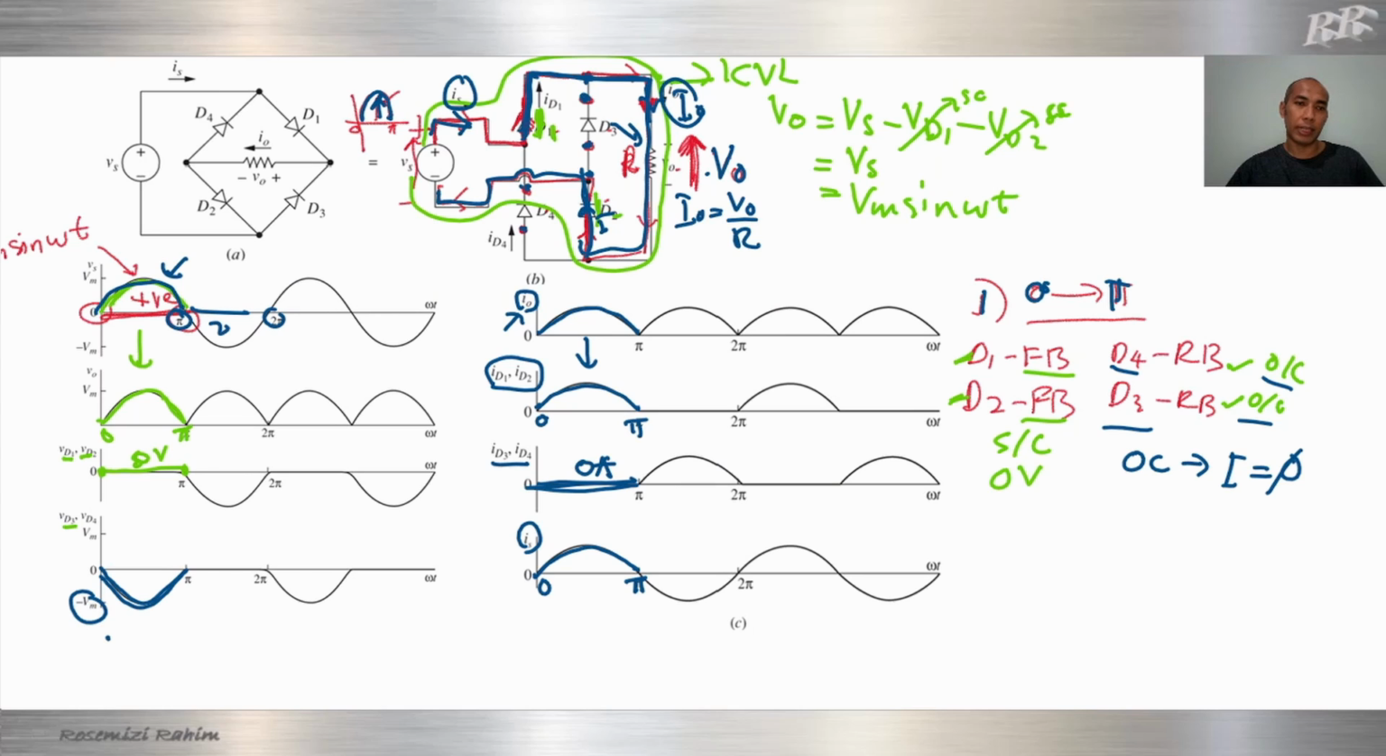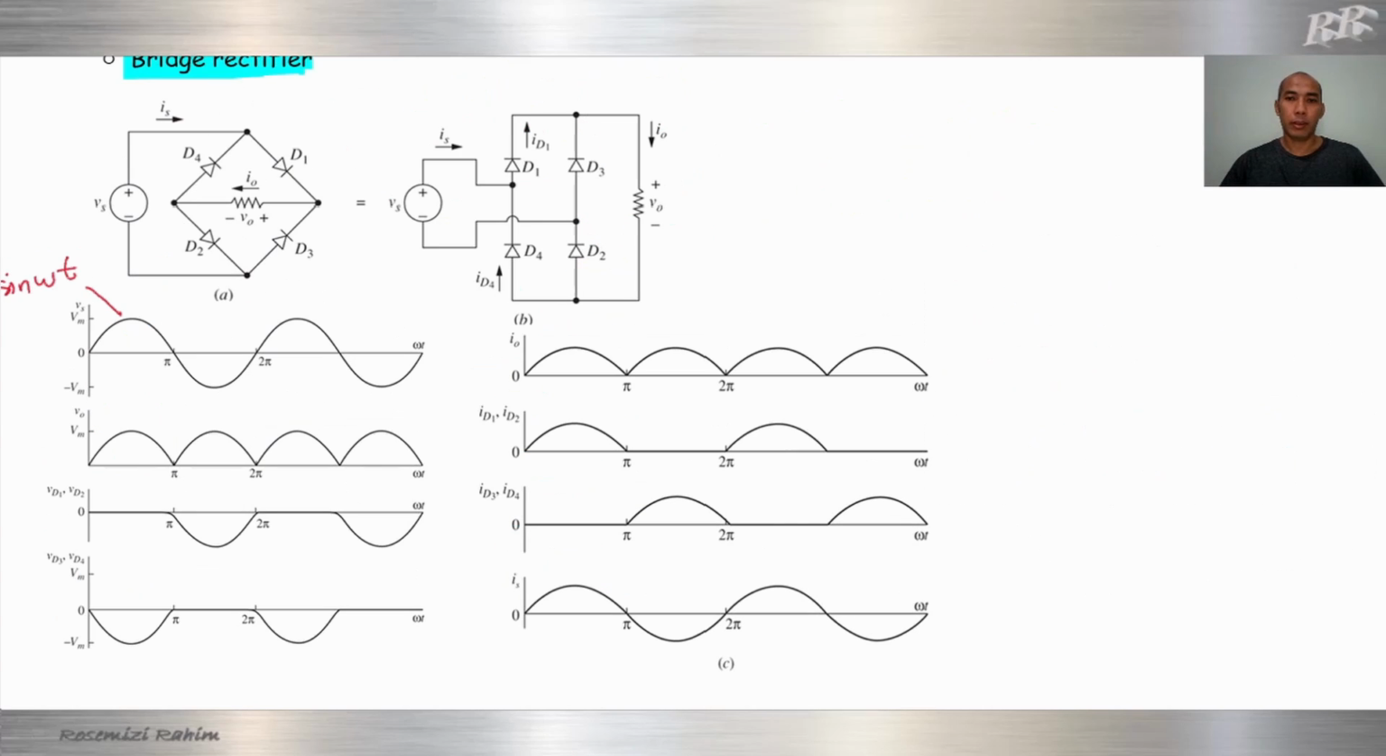Okay, here is the second stage. For that I need to erase. Okay, the next wave is the negative cycle, from pi to 2 pi. The waveform is negative like the input. So the input will be negative, and we just follow the arrow, same as the input, negative.